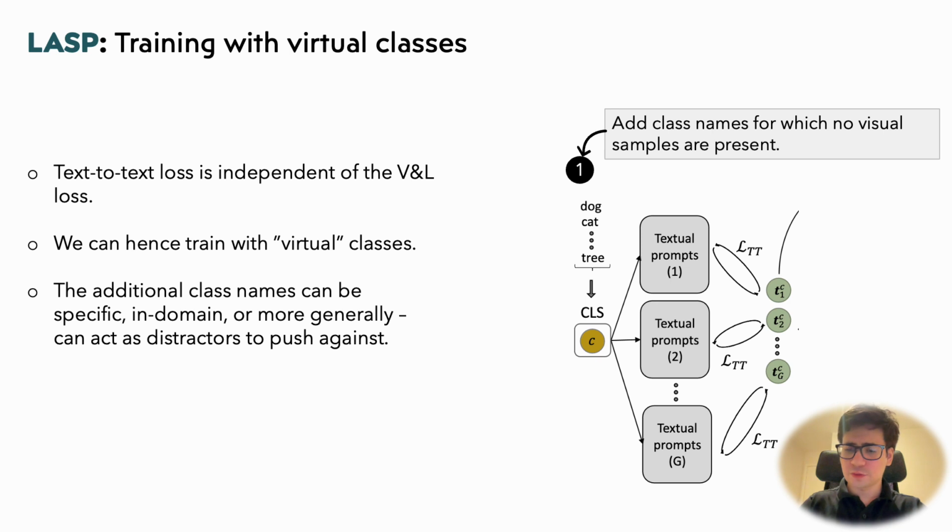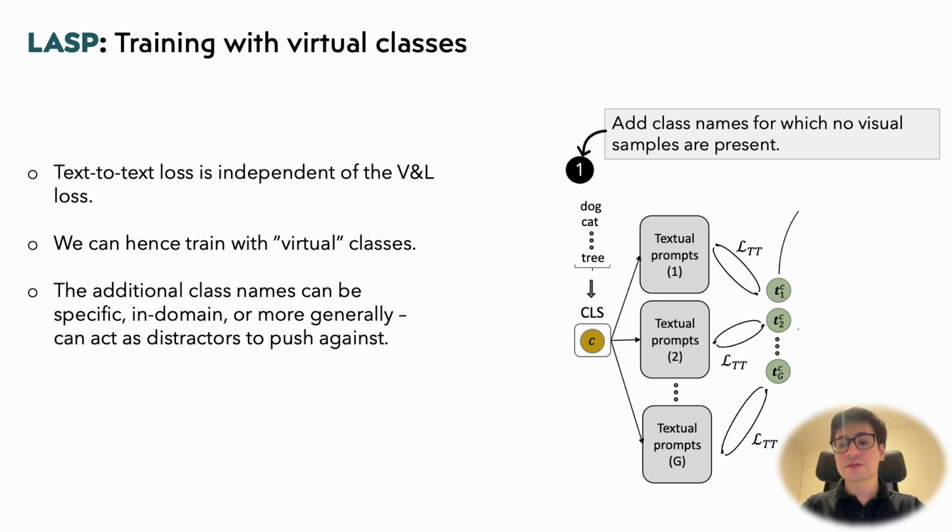Finally, a direct observation that can be drawn from the text-to-text loss is that in practice, we do not actually have to use only the class names for which we have labeled image data, as the value of a text-to-text loss is independent of the input image. To this end, we propose to learn the prompt using both annotated image text pairs and class names outside of the base set for which we have no images available. We call this setting training LASP with virtual classes.